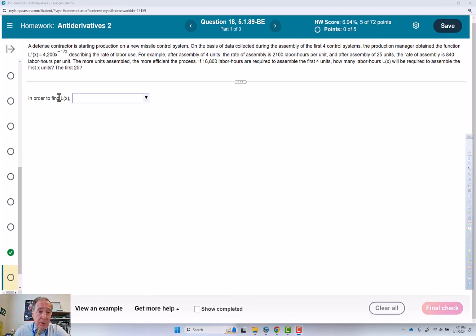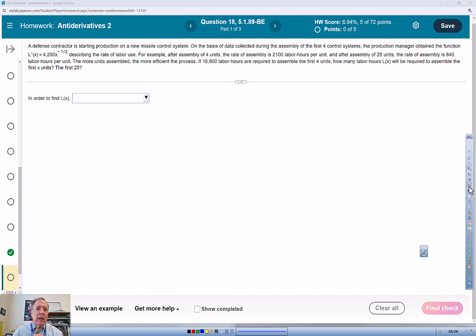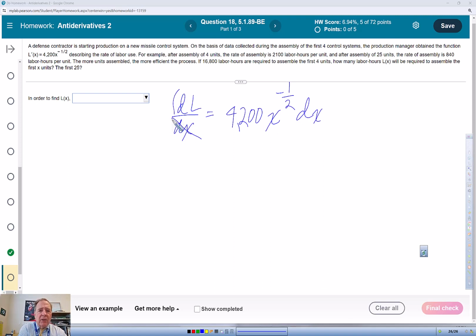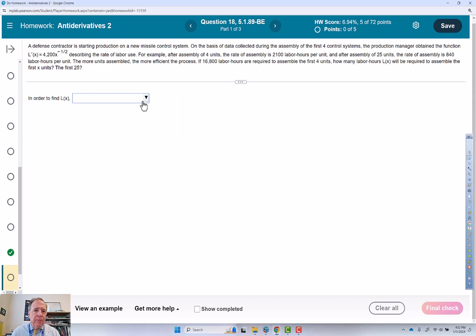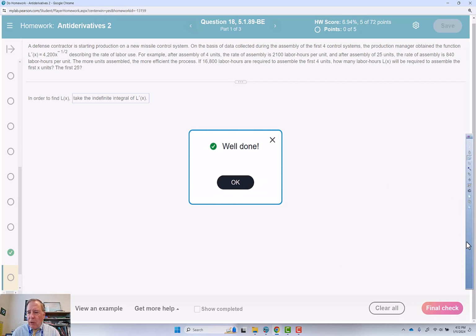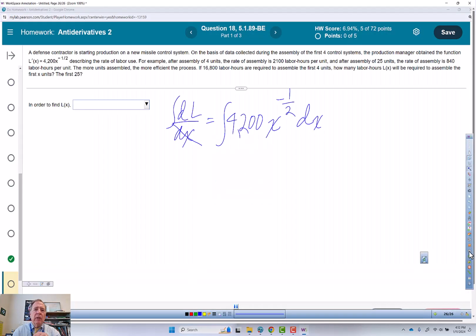So before we answer this first one, I'm going to write out dL dx equals 4200 times x to the negative 1/2. We're going to multiply both sides by dx, then antiderive both sides. So now we'll go answer that question. Take the indefinite integral, that's the same thing as antiderive. So we're going to take the indefinite integral of L prime of x. Well done. Now we'll go back and go ahead and do that.